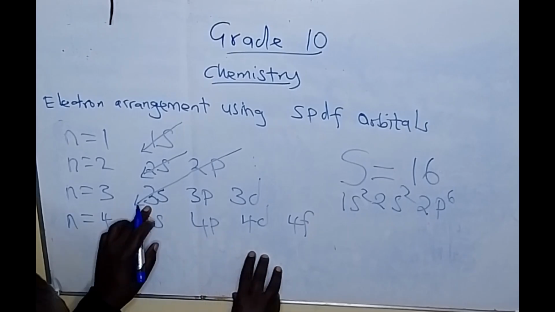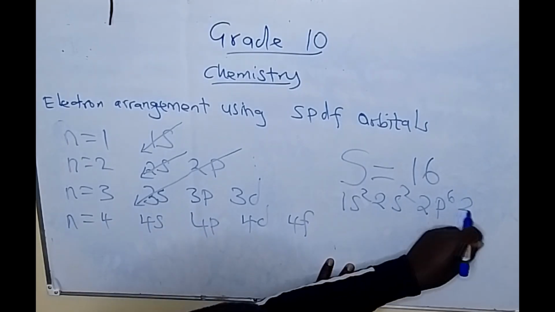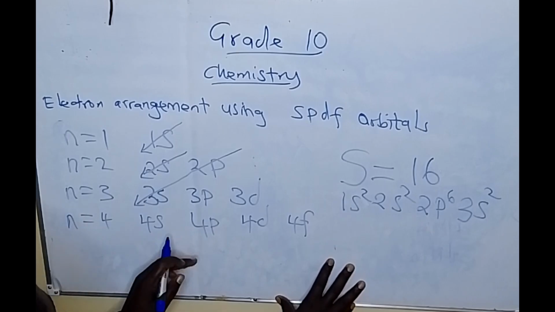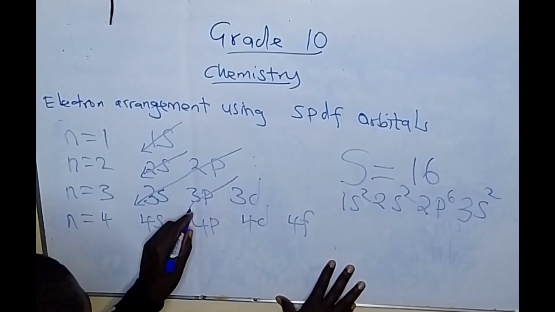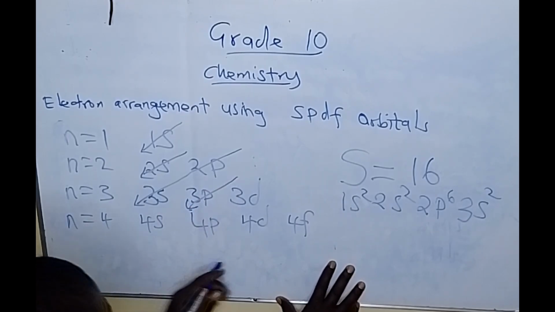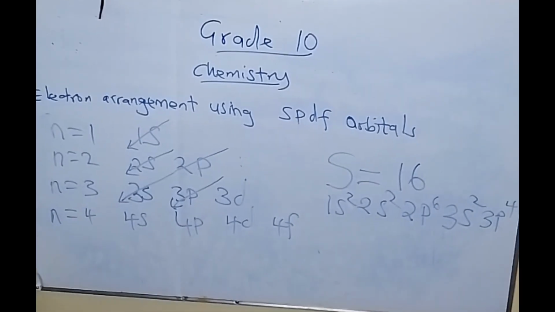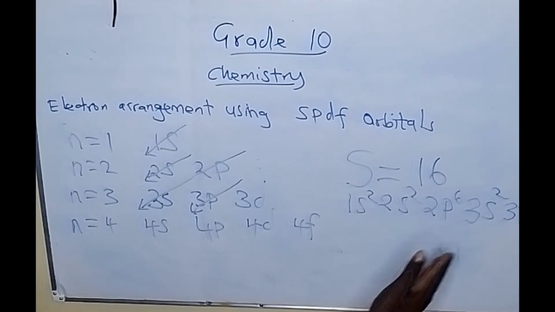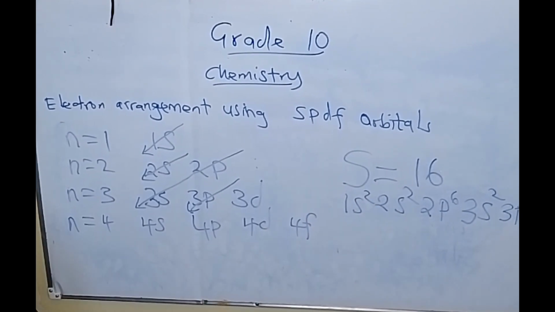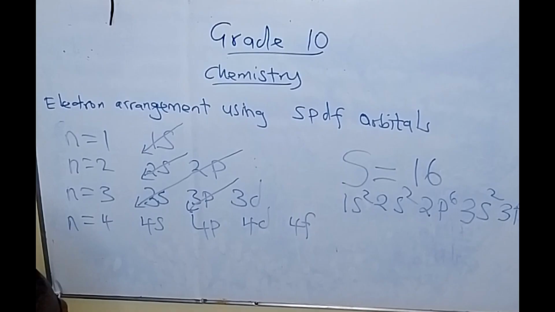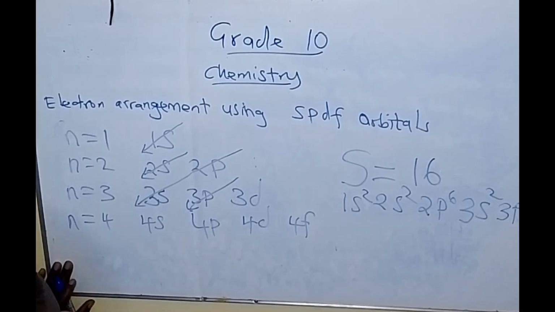So we will have 3s2, so those are 12, and then now you come to 3p4. Because remember, we are going to remain with only 4 electrons, and all those electrons will go to the 3p orbital.